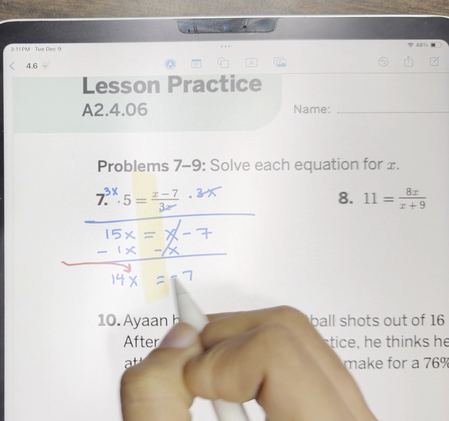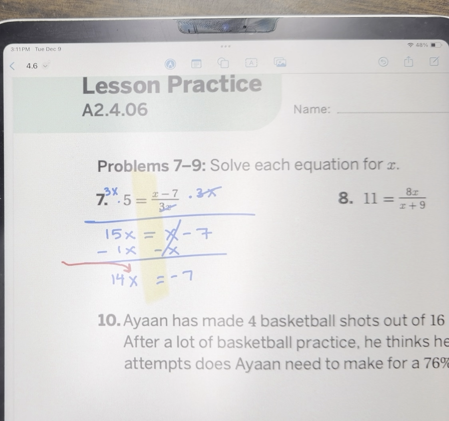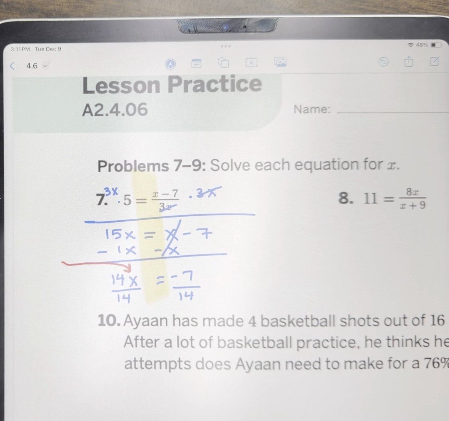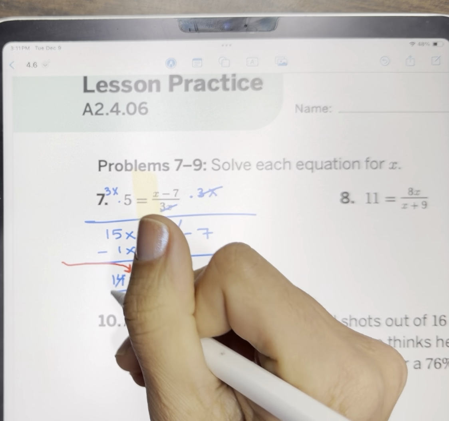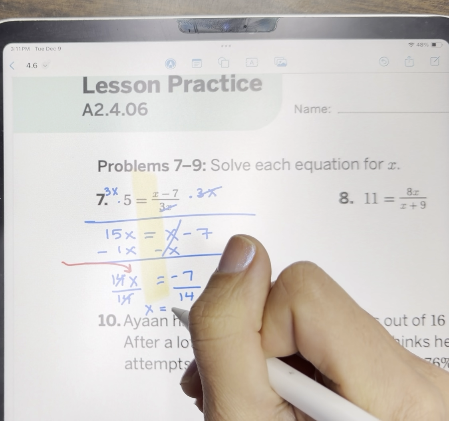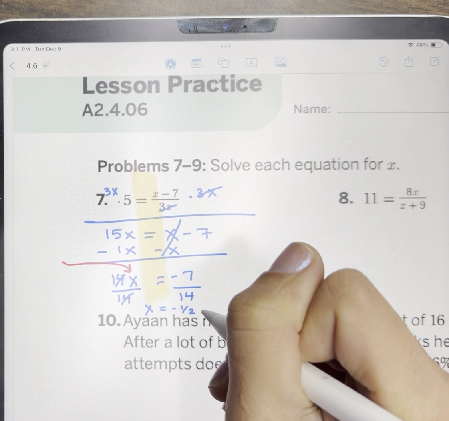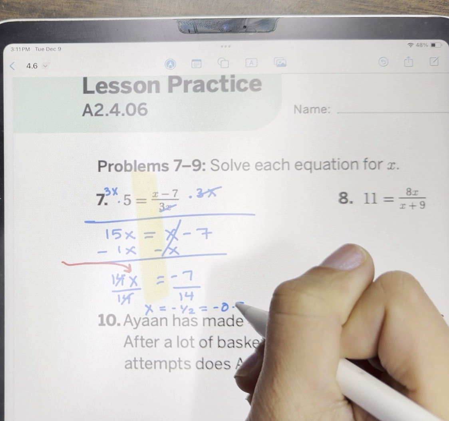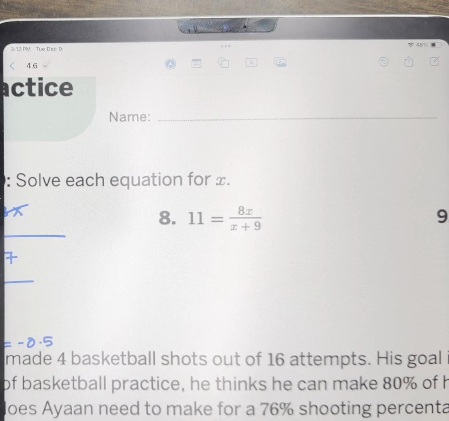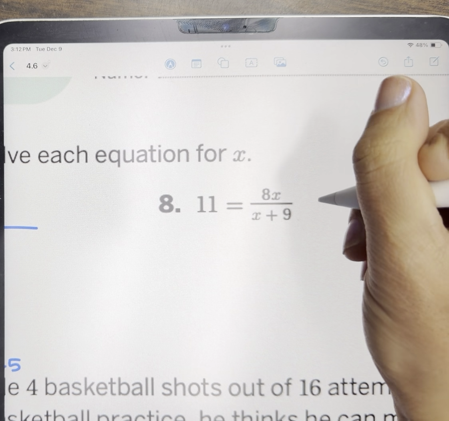That 7 is not a problem. The 14 is. I want to divide that 14 on both sides. And now this cancels, and I get that x equals negative 7 over 14. That's negative 1/2. Your calculator may have told you negative 0.5. I'm okay with that as well. Okay. Over here. Same thing.